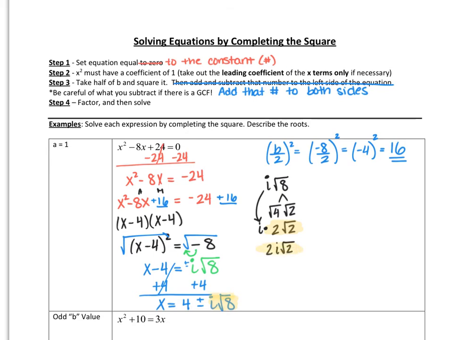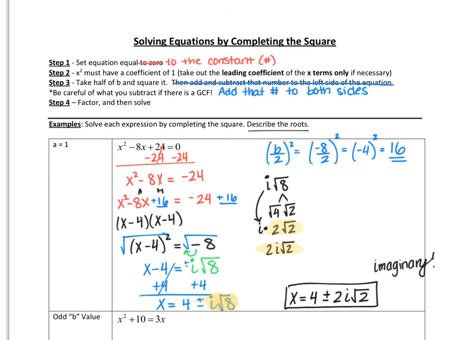So I'm going to replace that in here, my final answer. So we get x equals 4 plus or minus 2i radical 2. And that is my final answer. And then when I say describe the roots, describing the roots just means that the roots are imaginary. And the roots are imaginary because we have an i in our answer.